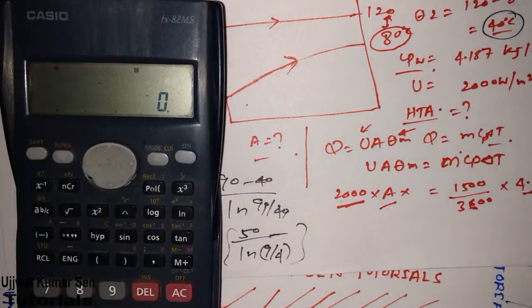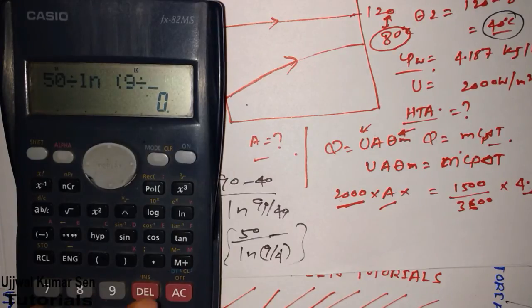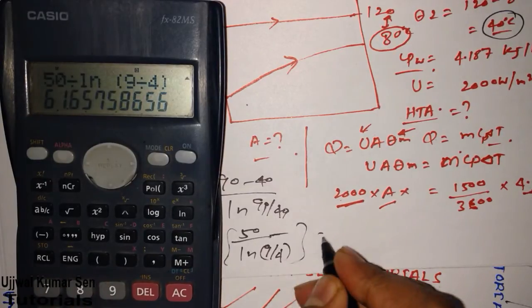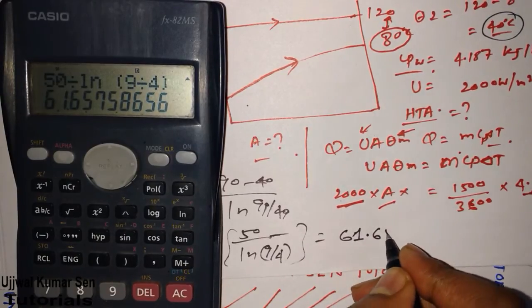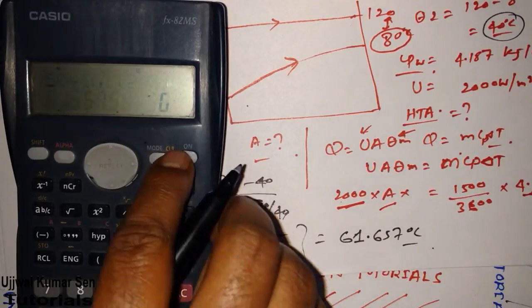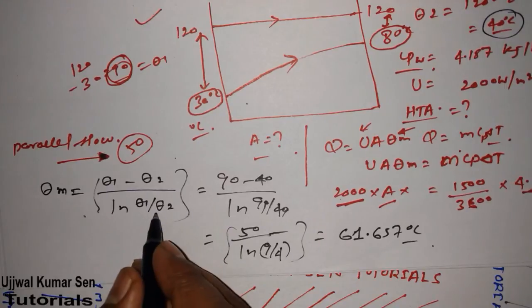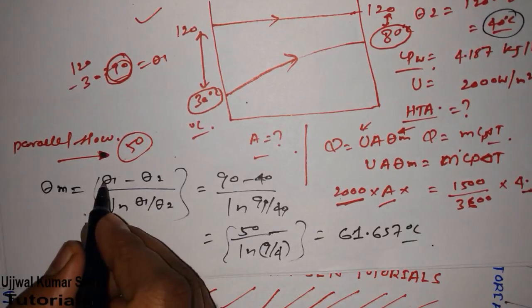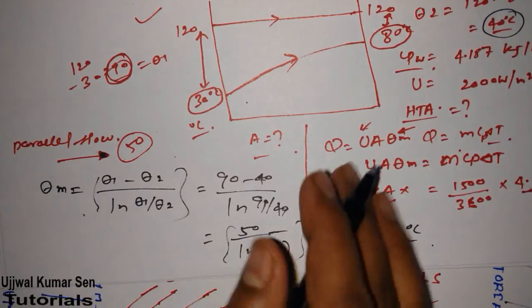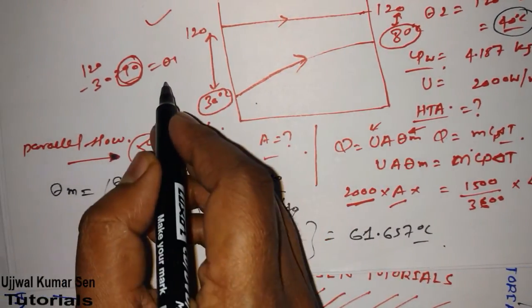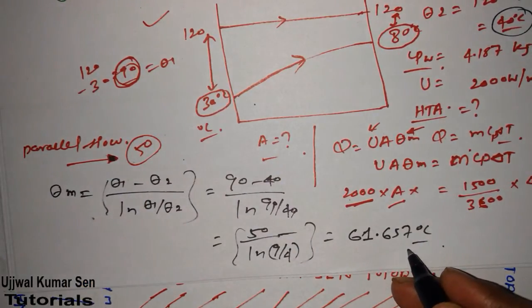Now look at the options, look at the calculator we have, and we'll calculate it. So how much value are we getting here? 61.657 degrees centigrade. How am I getting degrees centigrade? Let me share with you. Theta by theta, its unit cancels out. Theta 1 minus theta 2 means the unit would be the same as theta 1. So what is the unit of theta 1? That is the difference, 90 degrees centigrade, right? That's why we have taken degrees centigrade. Are you getting my point?